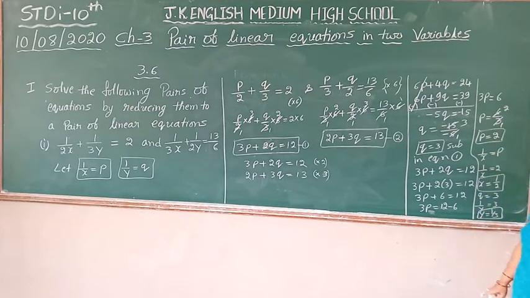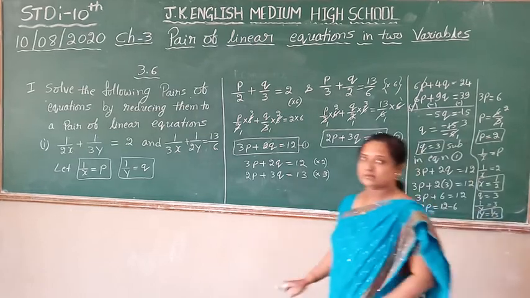After getting the values of q and p, we converted the variables from x and y to p and q, so once again we have to convert now. After getting the values of p and q, substitute the p value. We had taken 1 by x as p, so in place of p, substitute: 1 by x is equal to 2, that is x becomes 1 by 2. In the same way, q is equal to 3 means 1 by y is equal to 3, and y is equal to 1 by 3.